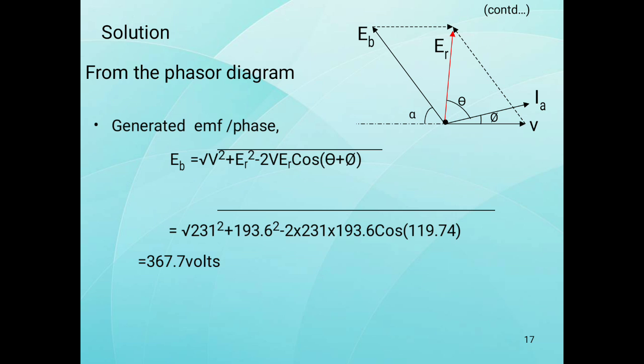This is the voltage developed in the armature, and that is called back EMF. Here the back EMF is more than the supply voltage, which is nothing but over excitation. By observing the values of EB and V, we know that this is over excitation. So the line voltage is root 3 into 367.7, that is 636.87 volts. Now let us go for problem number 2.